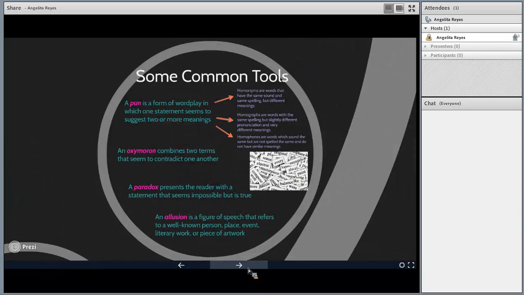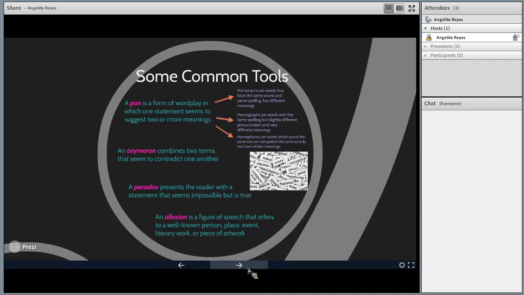So again, the common ones that you're going to be seeing are a pun, an oxymoron, a paradox, and an allusion. So a pun, like I said, is the main form that was used a lot back then. And there's three ways to make a pun. A pun is just a form of wordplay where one statement seems to suggest two or more meanings. And the way it does this is using homonyms, homographs, or homophones.